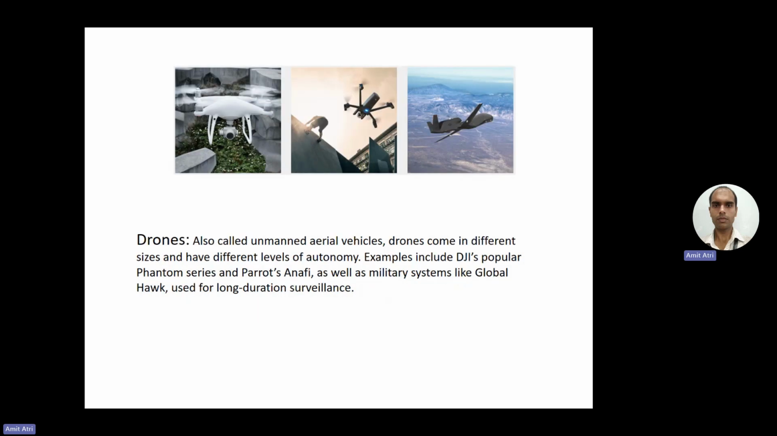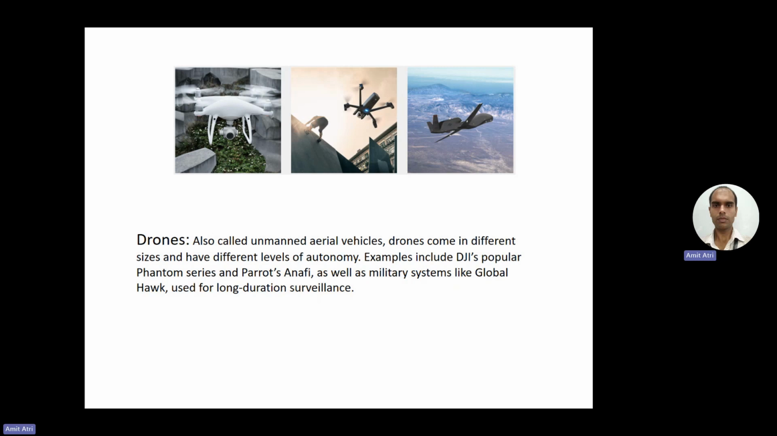So another type of robot under this aviation-based category is the drones. These are also called unmanned aerial vehicles: aerial vehicles, flight-based, and they're unmanned, so man is not there. Drones come in different sizes and different levels of autonomy. Autonomy means the level of human controlling needed.